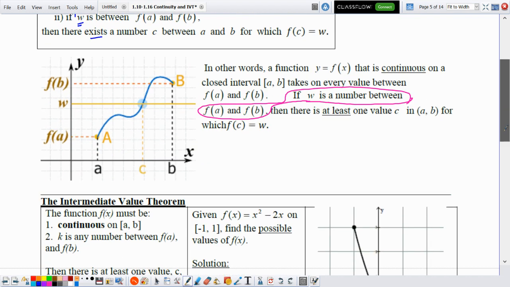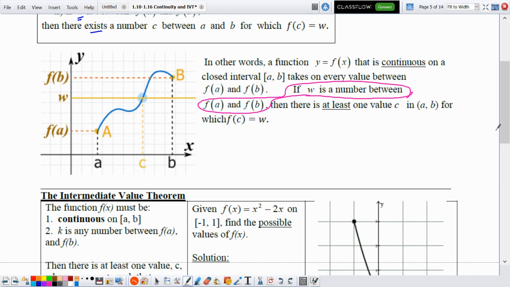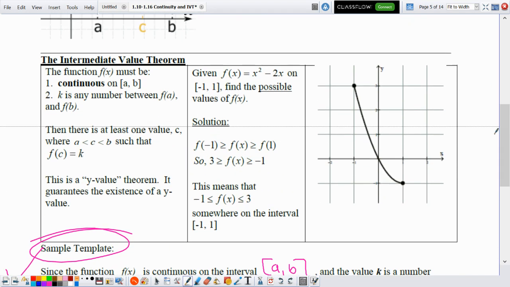So in other words, we call it a common sense theorem: if the function is continuous between two values, there exists at least one value c where the y value k is between these two y numbers. So, conditions and the conclusion. Condition again: continuous, and k is between these two numbers. The conclusion: there exists at least one value on this interval where f of c is that number.